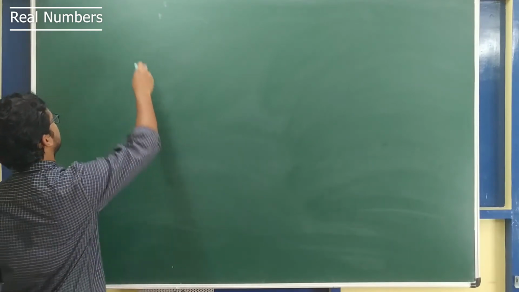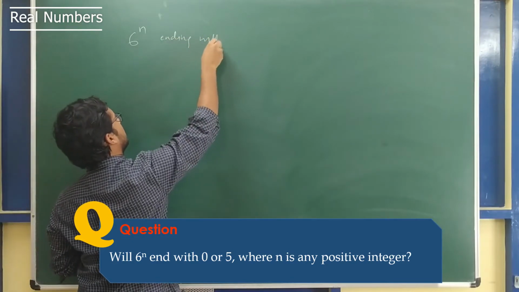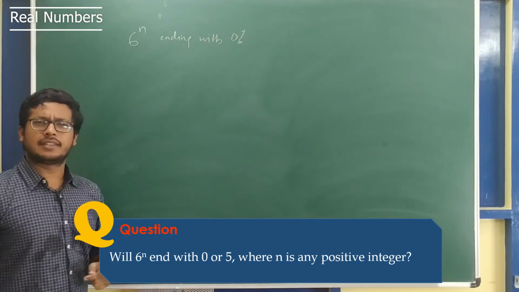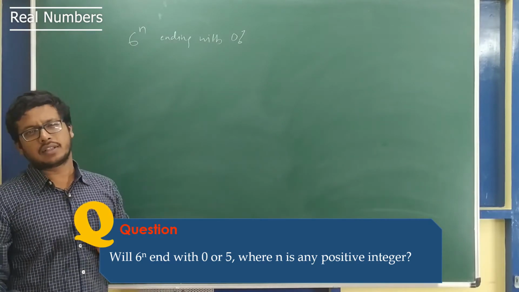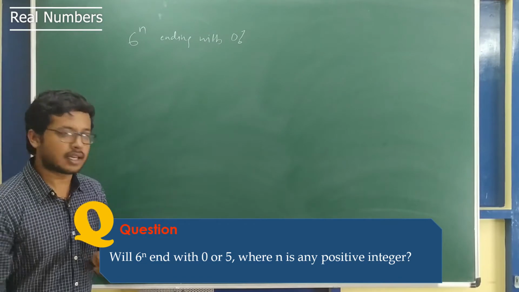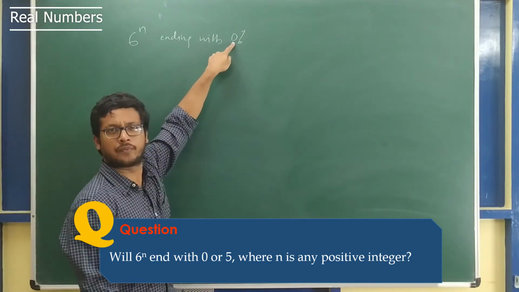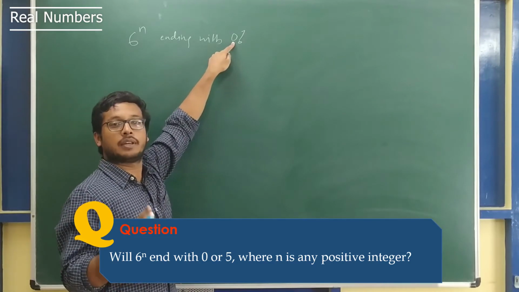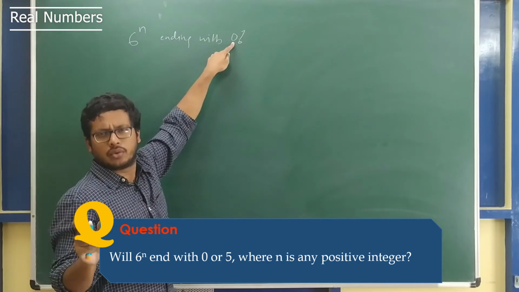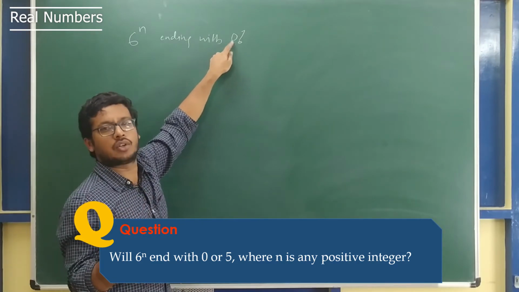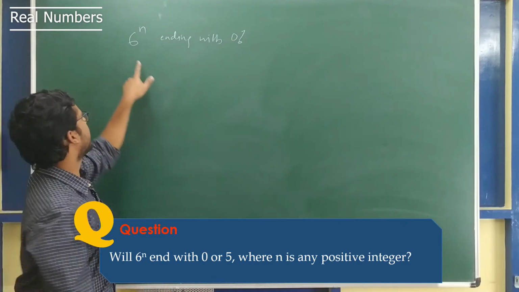As I said, is 6 raised to n ending with 0? Is it ending with 0? That is the question, which means I am multiplying 6 n number of times. Will it ever end with 0 is the question. We'll try to answer this. So what did we know? In order for it to end with 0, we want at least one 5 and at least one 2 among the prime factors. These two must definitely be there.